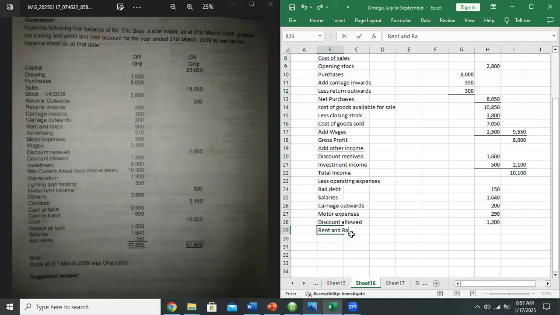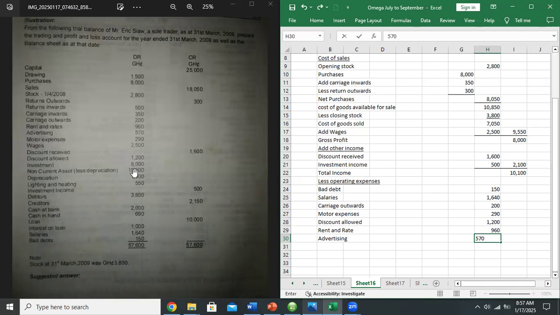Rent and rate. Put in that figure, it is 960. The next is advertising. The cost you incur for advertising your goods is an expense. Motor expenses, we have that one. Wages, no, goes to the trading account. Discount allowed, we have it.